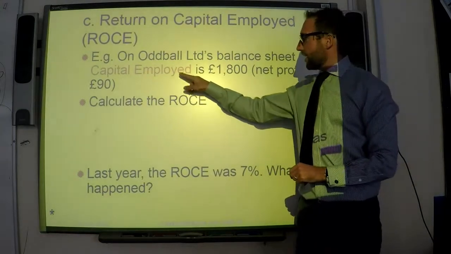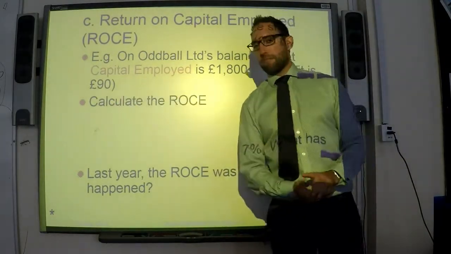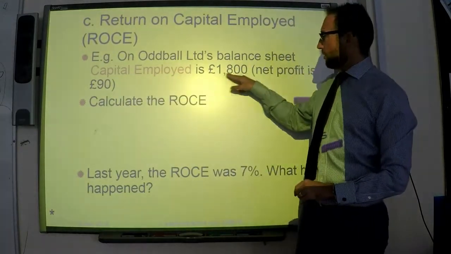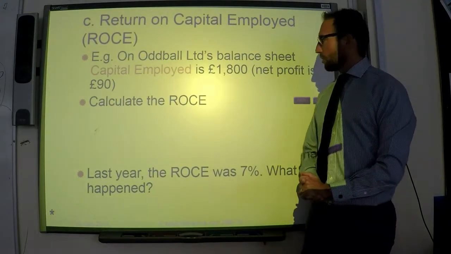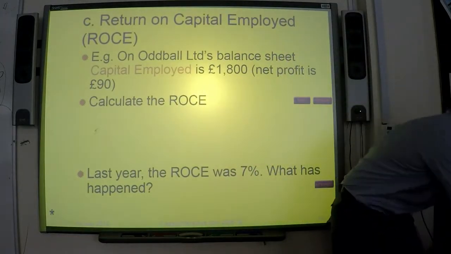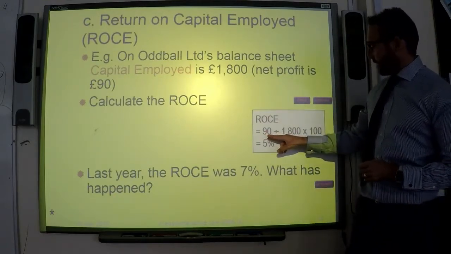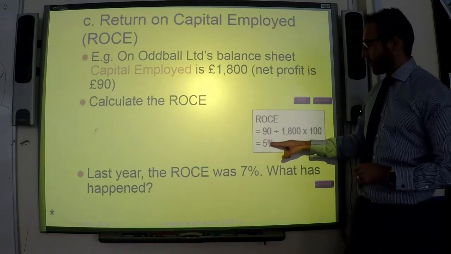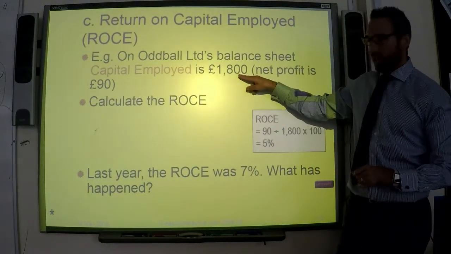Okay, we have a capital employed of £1,800 and we have a net profit of 90. So basically we've made £90 profit from the money we've invested, which is 1,800. If we think back to the formula, what do we do here? We take our net profit, we divide it by the capital employed, and we times it by 100. In this example, net profit is 90, divided by 1,800 times 100 gives us a ROCE of 5%. What does that mean? That means we've made a profit of 5% on what we have invested.